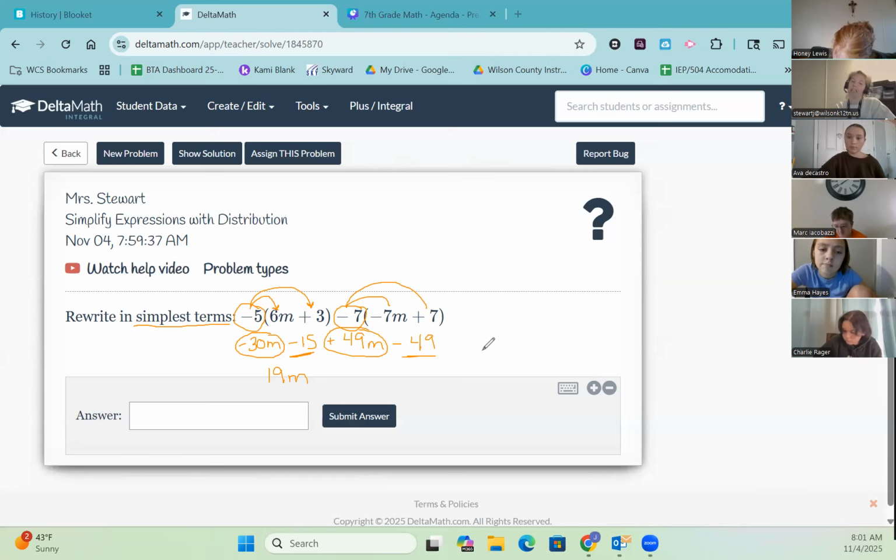49 plus 10 is 59. Plus 5 is 64. So I get, sorry, not positive. We get negative 64. Okay. We keep the signs. All right. This should be your answer, because there's nothing else that we can simplify. 19m and negative 64 are not like terms, so we are in simplest terms.